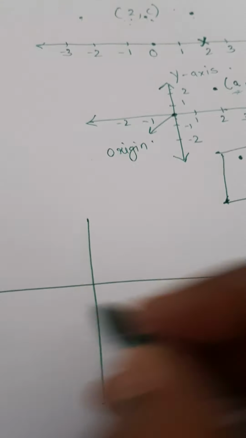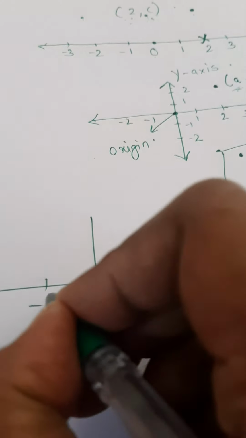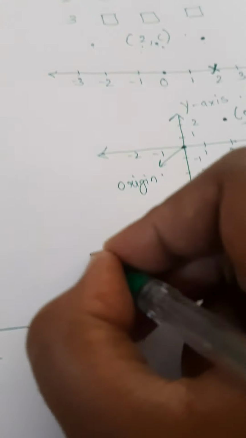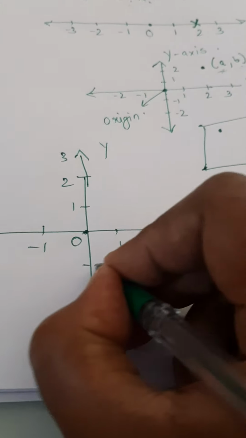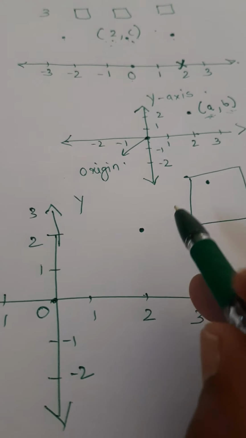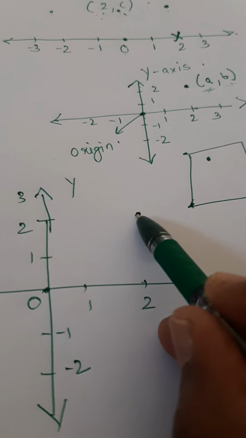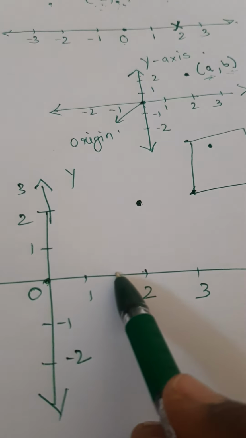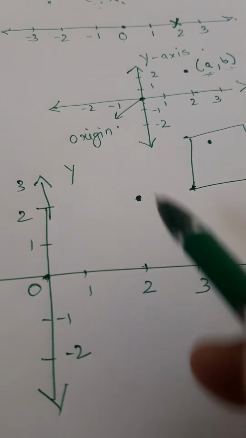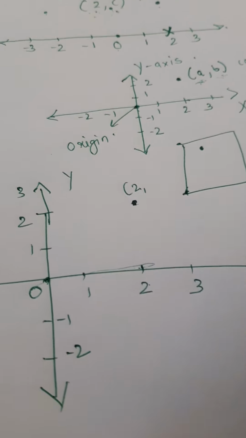For example, 0, 1, 2, 3, -1, -2, 1, 2, 3. This is your x-axis, this is your y-axis, -1, -2. If the given point is here, how will you plot it? If you see the point here, along the x-axis it is at distance 2. Do we get it? So the first coordinate will be 2.